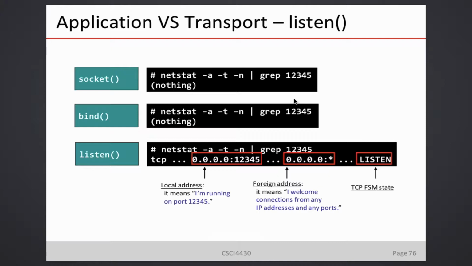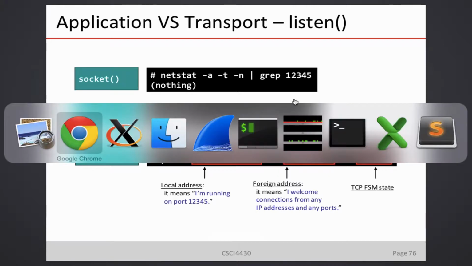But if you call listen, you will immediately find an entry. Let's say your server uses 12345, right? How many of you are not using 12345? Yeah, I guess all of you are using 12345. Then I will do this check. What's the check?